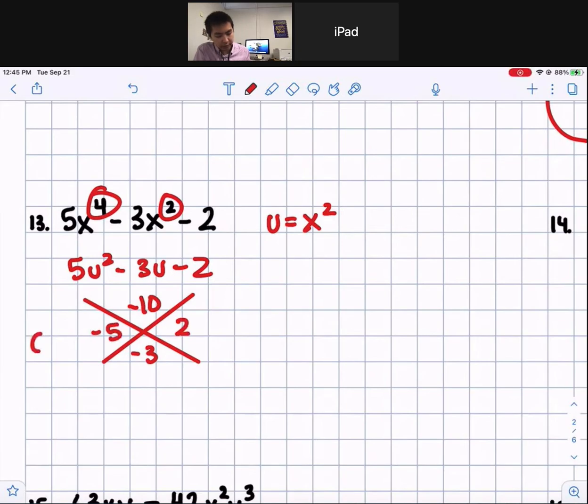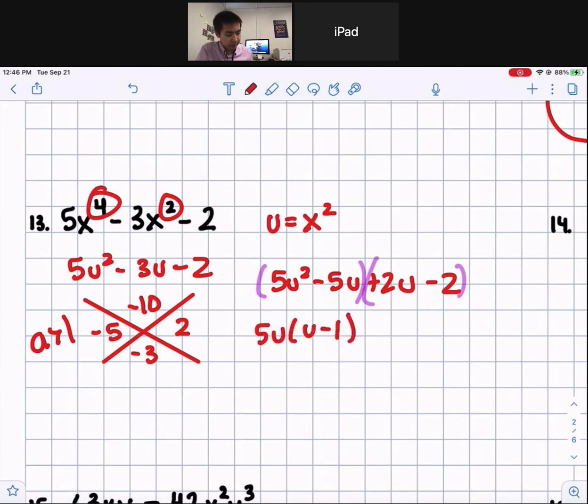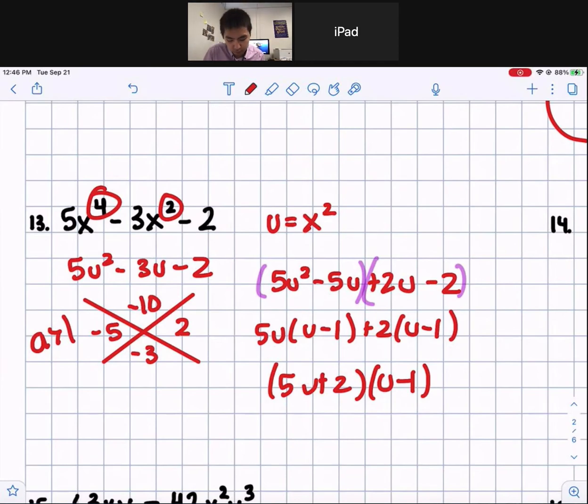And everyone look, a is greater than 1, so you gotta factor this by a is greater than 1 factoring. 5u squared, the two middle terms now, minus 5u plus 2u minus 2. Group, so we got 5u to get u minus 1, and factor out a 2 to get u minus 1. They both match, so 5u plus 2, u minus 1. Now again, we did not start off with u, we started with x's, so plug in x squared back in for these.